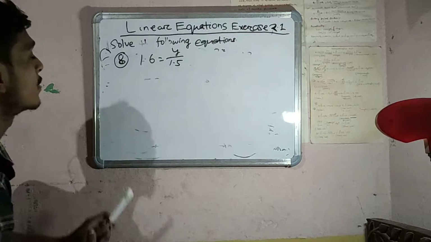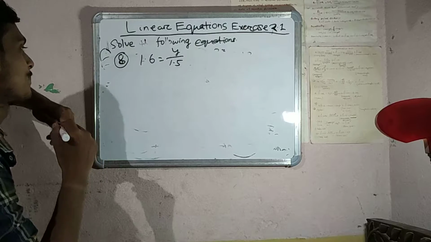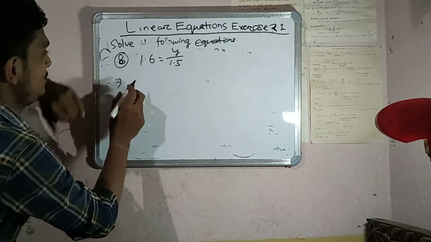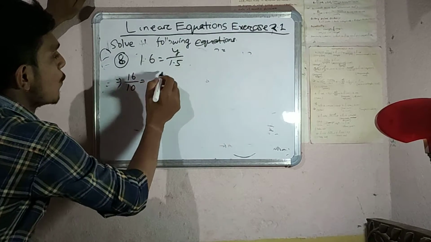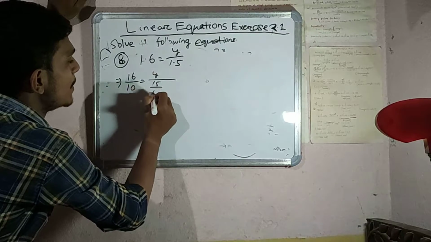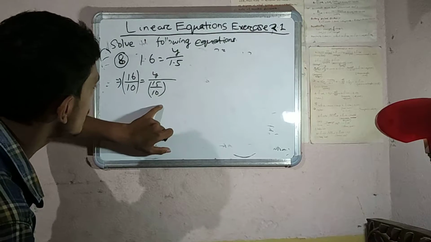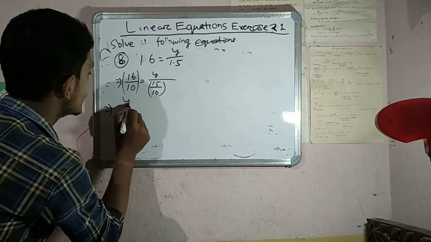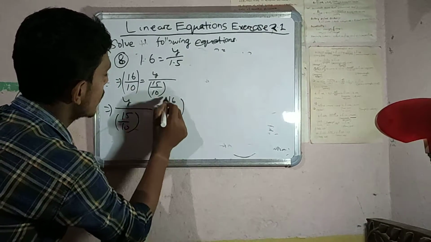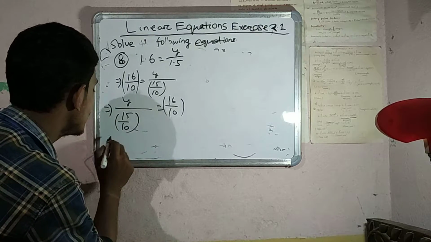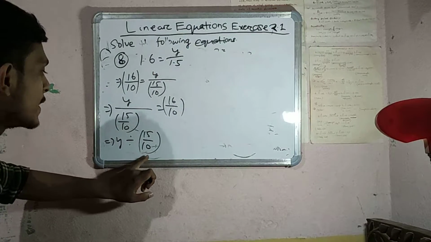I have already discussed previously how we can solve when a decimal is given. See, 1.6 can be written as 16 upon 10, and 1.5 can be written as 15 upon 10. So here I can change the side: y upon 15 upon 10 is equal to 16 upon 10. But y upon 15 upon 10 means y divided by 15 upon 10.